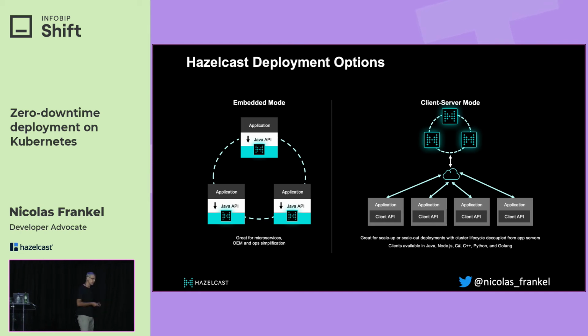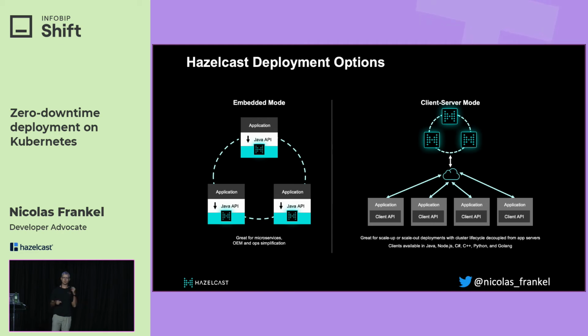Hazelcast has two deployment options. Who here is a Java developer? Quite a lot. So if you are a Java developer, it's very easy. It's just a jar. You set it in the classpath. When you start your application, you start the nodes, and then there will be some auto-discovery magic. They will form a cluster.